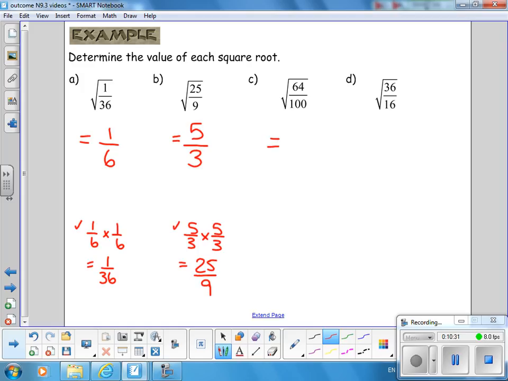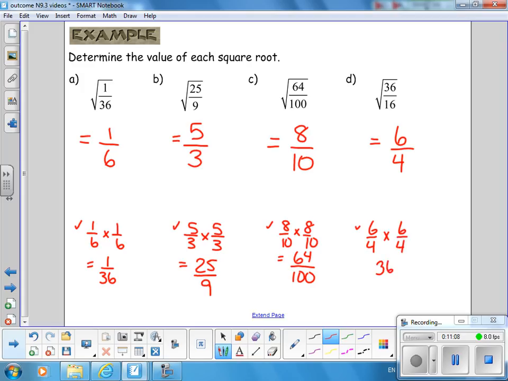Looking at C. Square root of 64 is 8. 8 times 8 is 64. Square root of 100 is 10. 10 times 10 is 100. We can check this. 8/10 times 8/10 is 64 over 100. Let's look at the last one. Square root of 36. 6 times 6 is 36. Square root of 16, 4. 4 times 4 is 16. Let's do our check. 6/4 times 6/4. 6 times 6 is 36. 4 times 4 is 16.